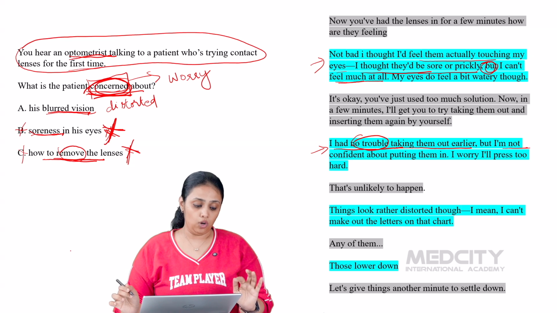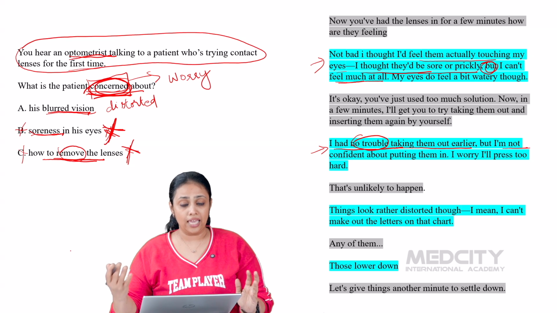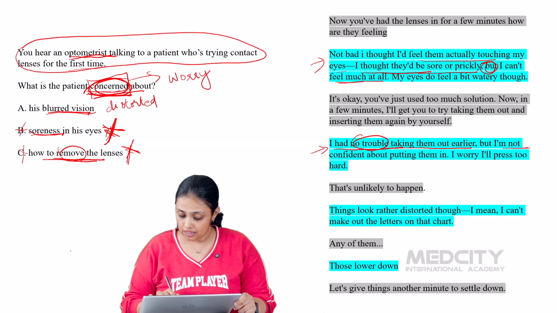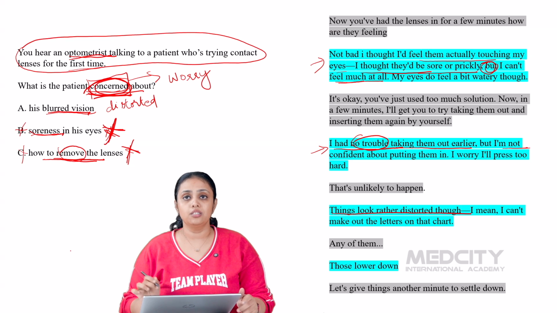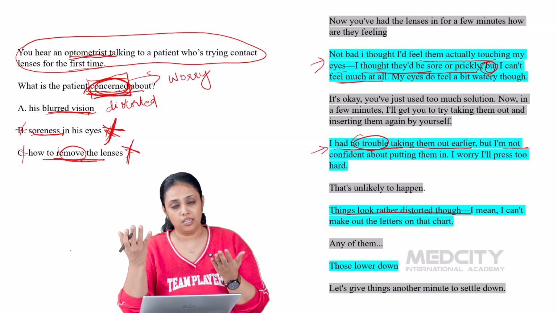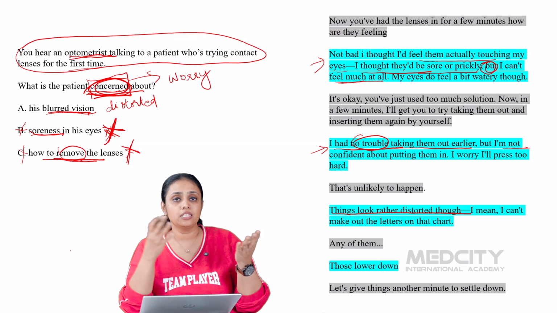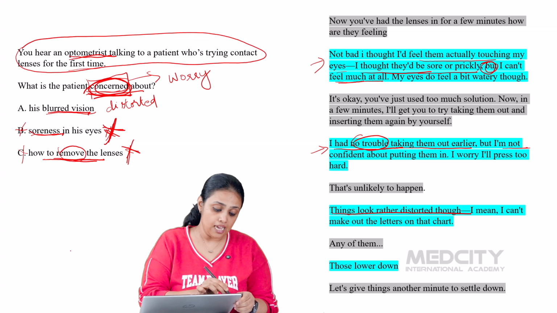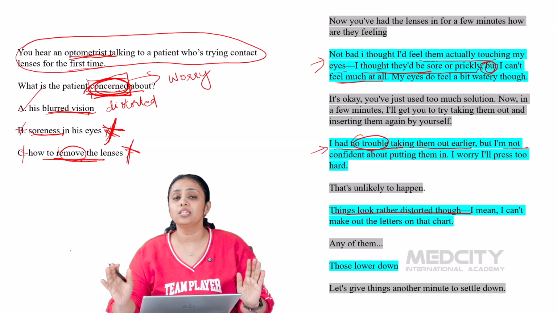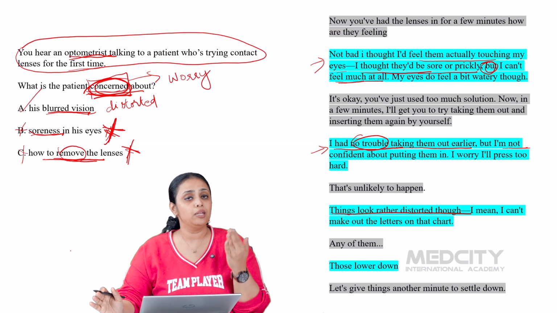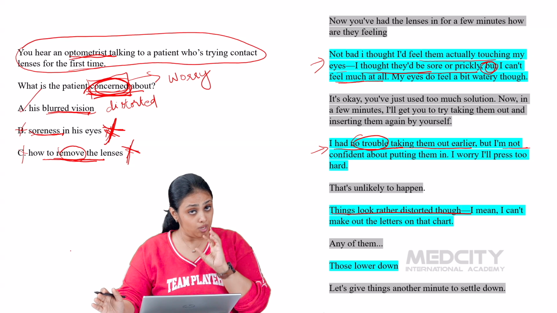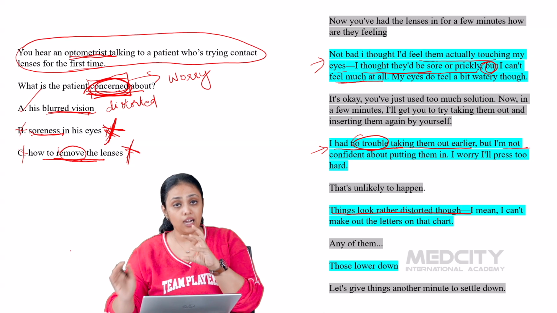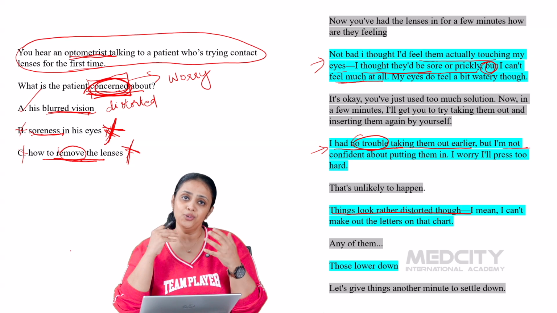Then the one which we are left out with is option A. So A has to be the right answer. And how do we get it? So the patient says that things look rather distorted. Distorted means the vision is blurred. Even if you're not able to identify the meaning of what distorted is, you should be able to understand that A is the right answer because that is the only option that we are left with. Now, we were able to eliminate option B and C only if you listen carefully, if you had understood the question carefully, and if you had carefully listened to the audio, you would be able to do so.